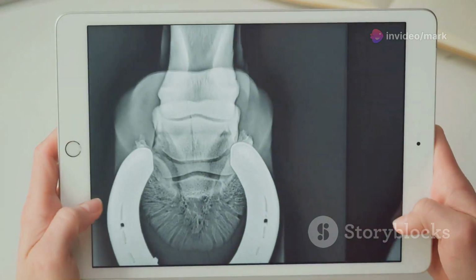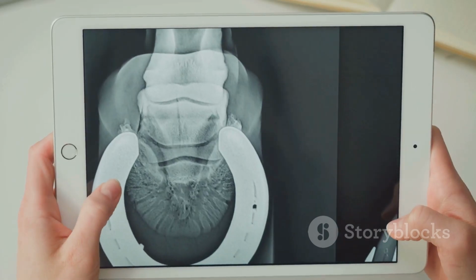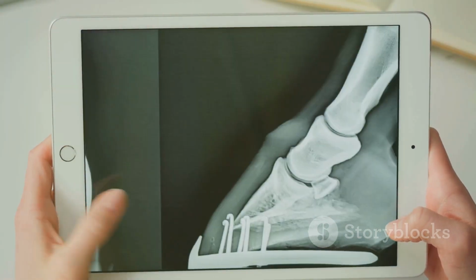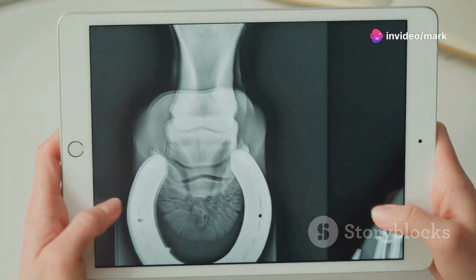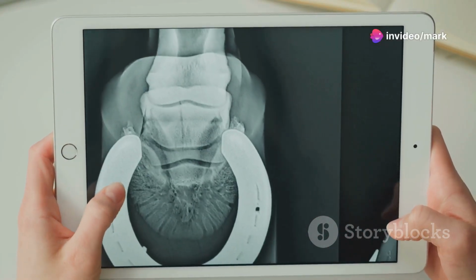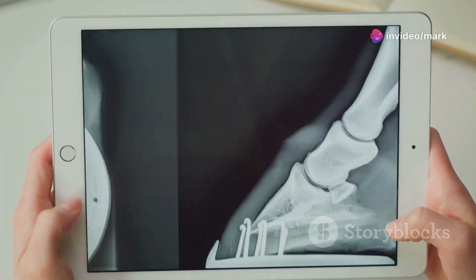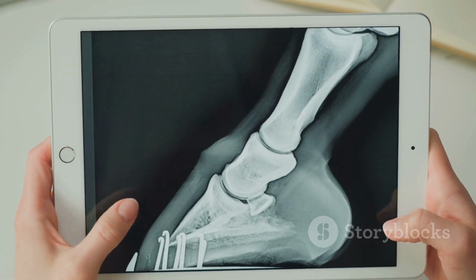Section 5. Veterinary treatments for navicular syndrome. Veterinary treatment for navicular syndrome often involves a multimodal approach, addressing both the pain and inflammation associated with the condition and the underlying causes.